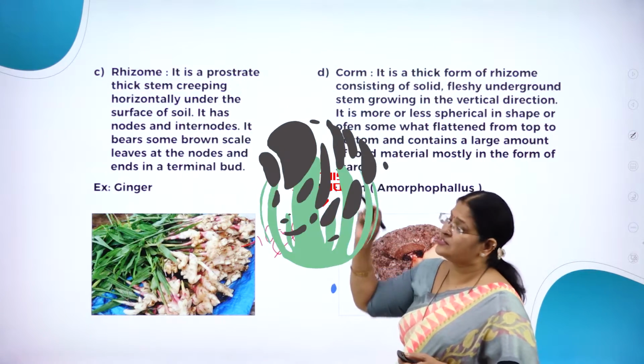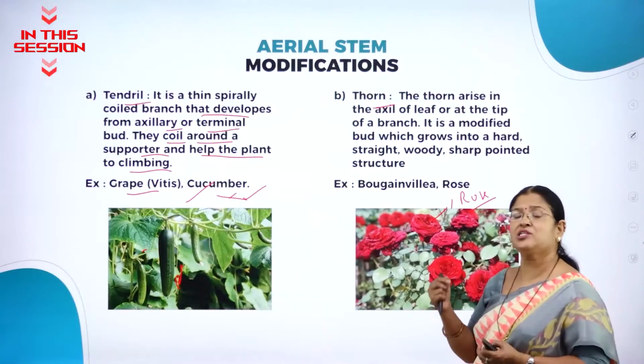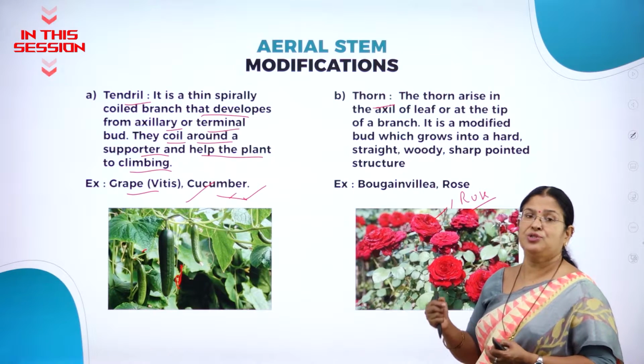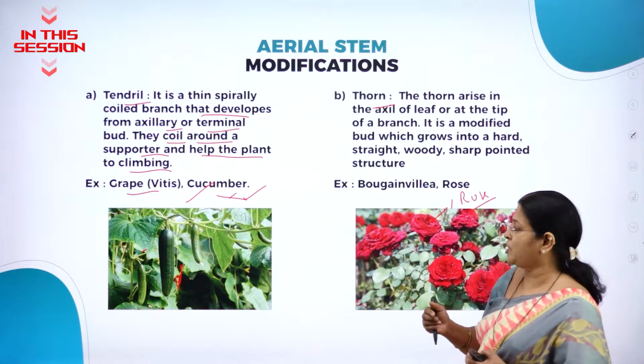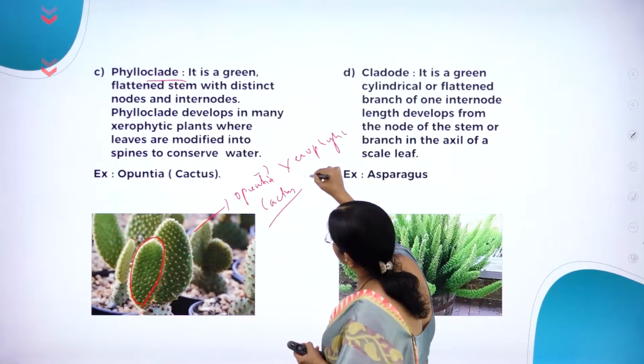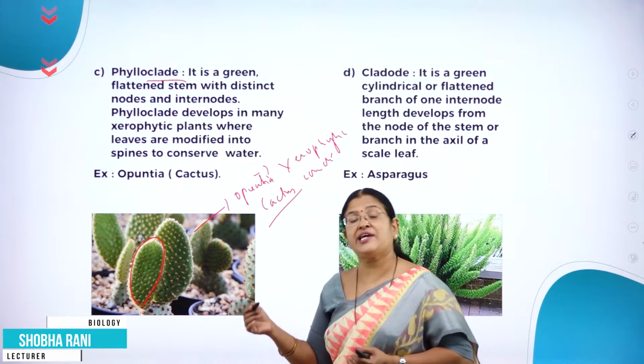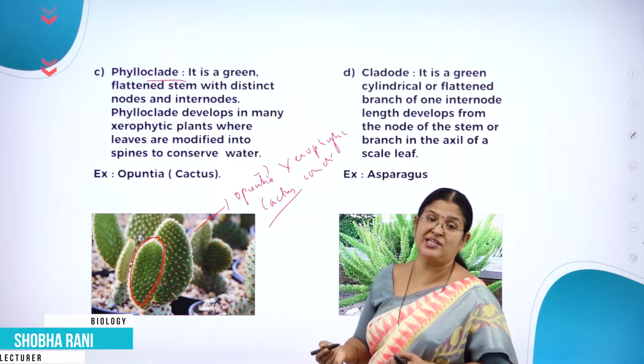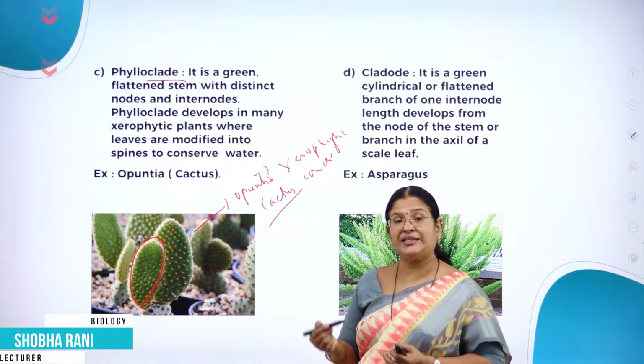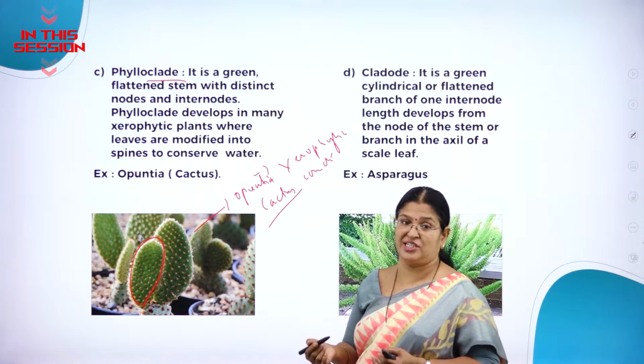Ginger is a classical example for rhizome. Thorn is particularly developed by the plants to avoid themselves being eaten by the browsing animals. What do you mean by xerophytic conditions? Where there is scarcity of water. Xeric condition means hot conditions where the temperatures are extremes, like desert.